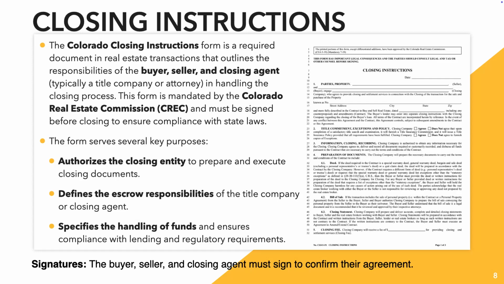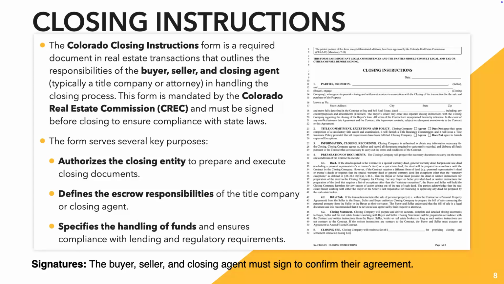But let's look at the Colorado closing instructions. It outlines the responsibilities of the buyer, the seller, and the closing agent. All right. The buyer, the seller, and the closing agent. Typically, the closing agent is the title company and or an attorney. And in Colorado, you do have the right to do a closing. All right. I just want to put that out there. Like, you can do a closing as a real estate agent. I don't recommend it, yet you could.